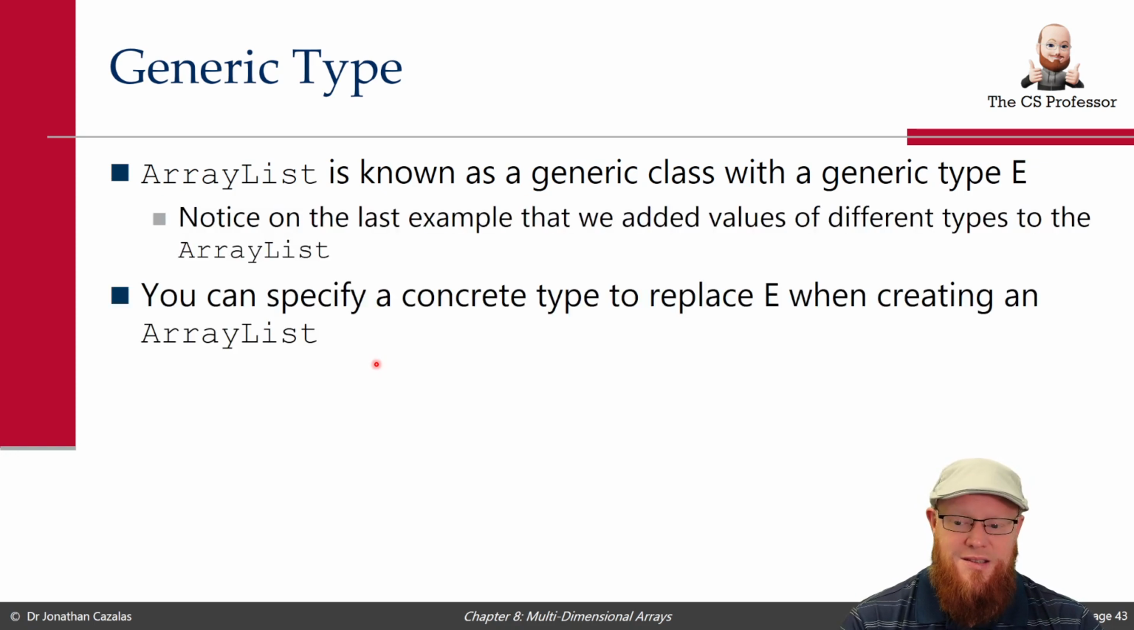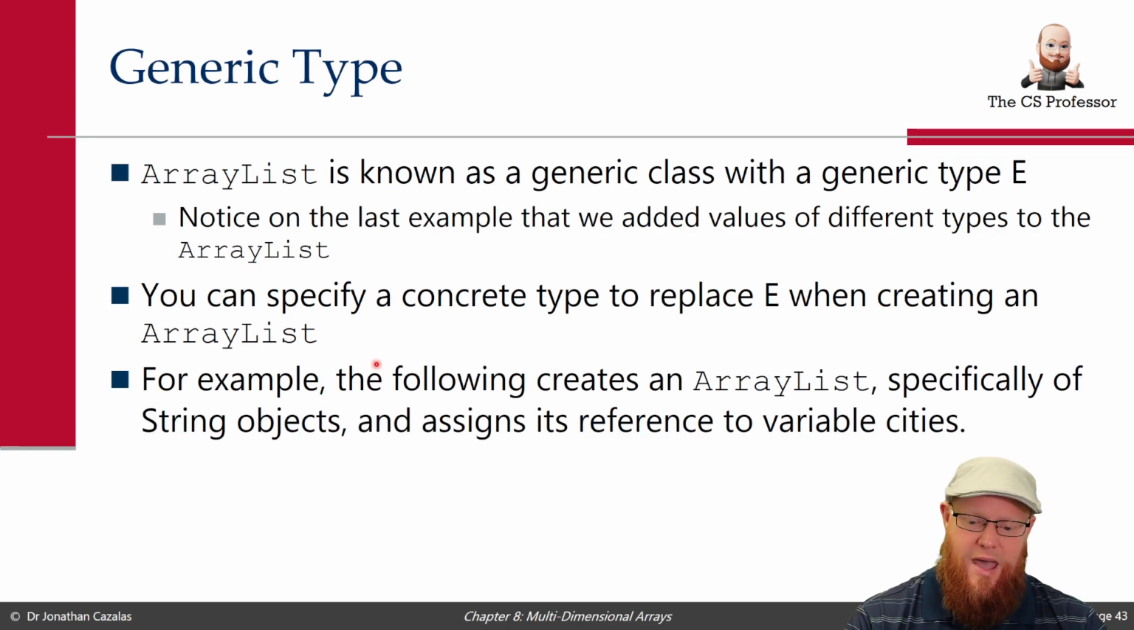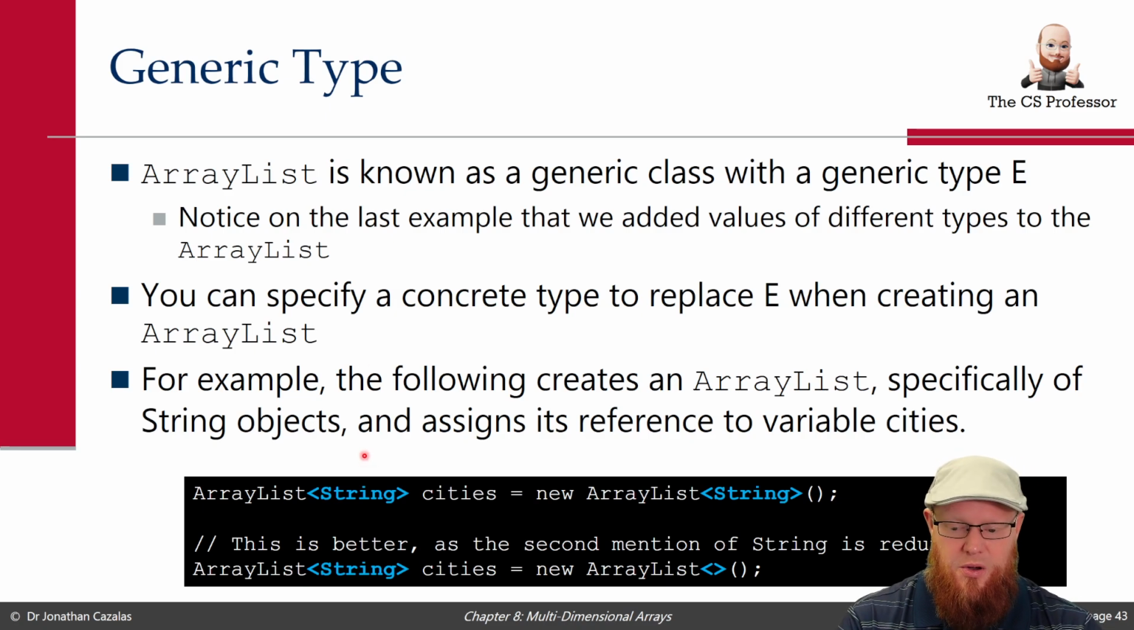And on those last examples, we were able to add all of these different types of data to our array list. We can also replace that generic type E with a concrete type, as we see on these two examples below. And this looks really weird the first time you see it. The pair of arrows, if you will, where we have ArrayList<String> cities = new ArrayList<String>().